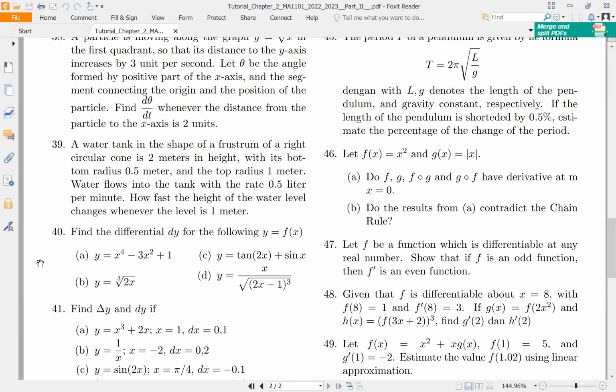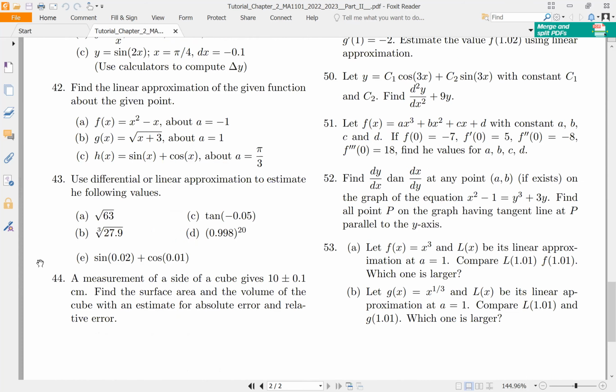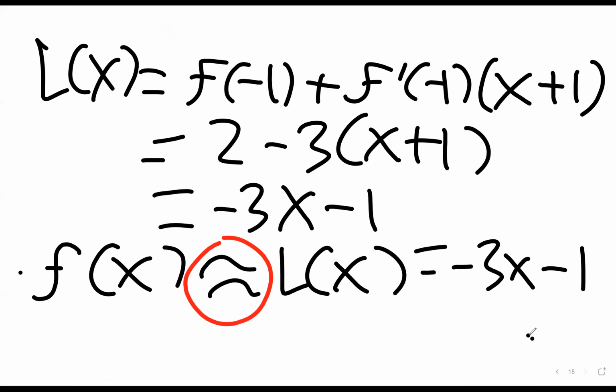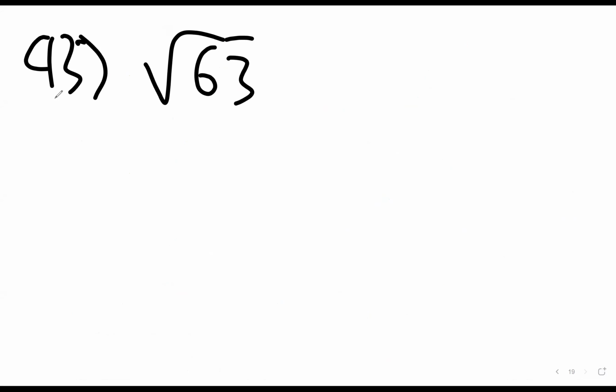So 43a here, the number is square root of 63. Obviously, we can approximate square root of 63. We want to find the linear approximation of square root of 63 here. So in this case, we have to define what is the function, and then what is the value of a, basically.